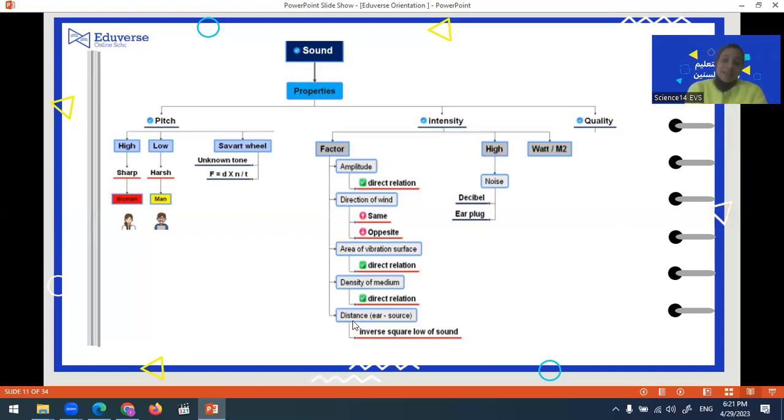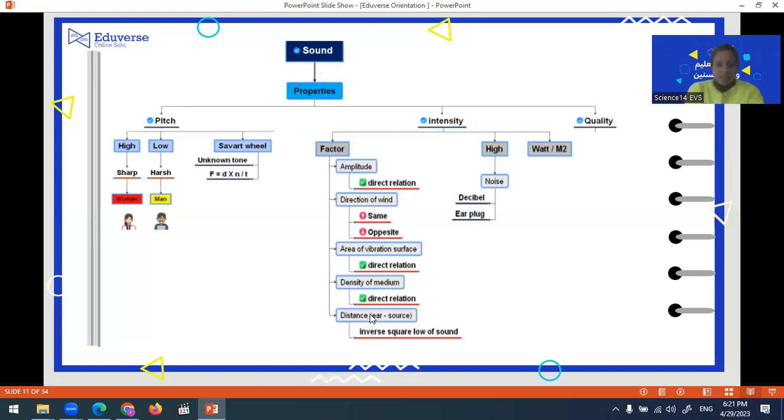What about the distance and the sound intensity? This factor is very important. Okay? Please concentrate and try to imagine with me. If you are moving away from the sound source, what is going to happen? The sound will become less intense. So we have here what? Increasing the distance, decreasing the sound intensity. We have an inverse relationship between the intensity and the distance.